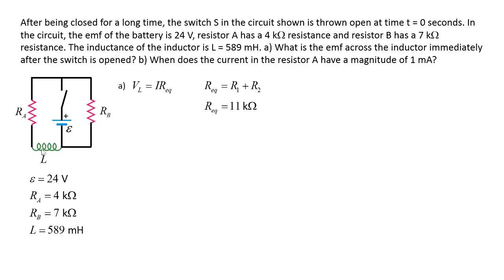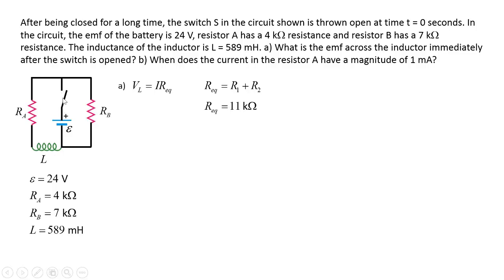Now, the second question is, what is the current that the inductor provides? Because we need to know both the equivalent resistance and the current. Well, the current that the inductor provides at the first moment when the switch is open has to be the same current. Remember, the inductor opposes the change in current. The same current as the one that the inductor had going through it just before the switch was open.